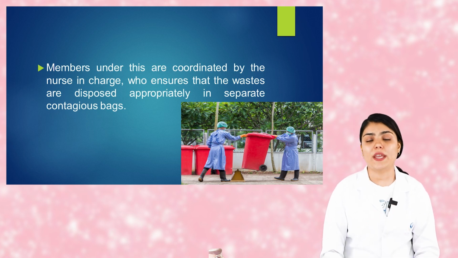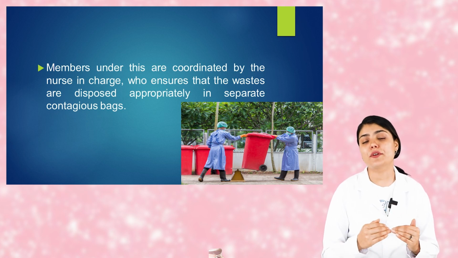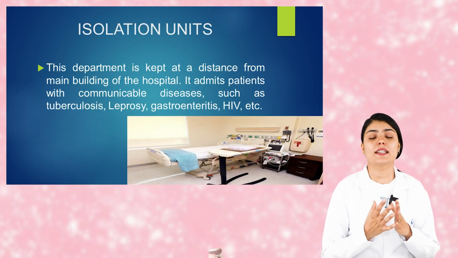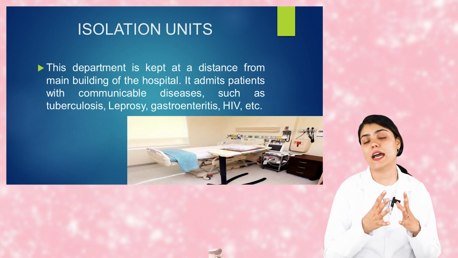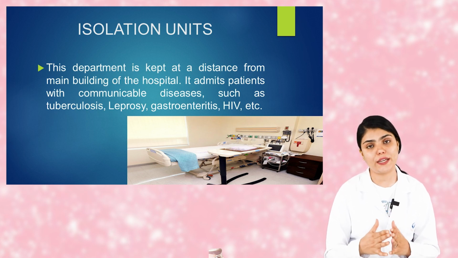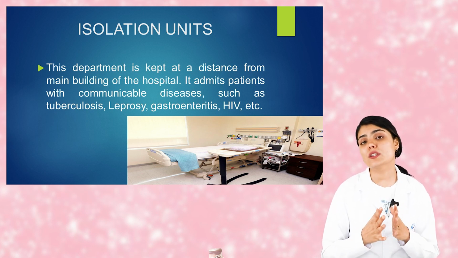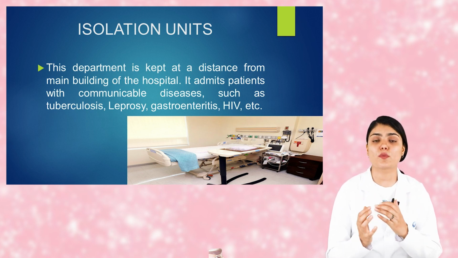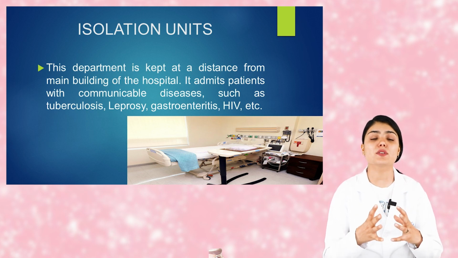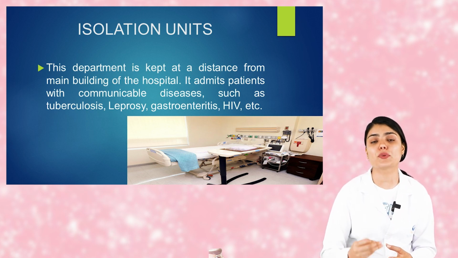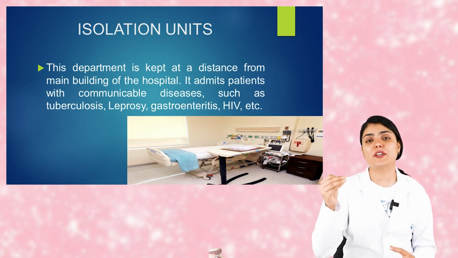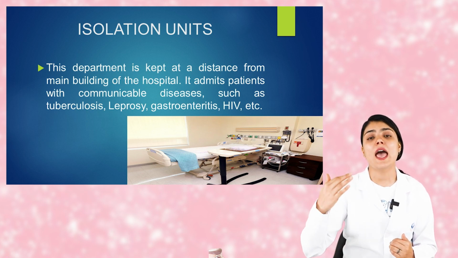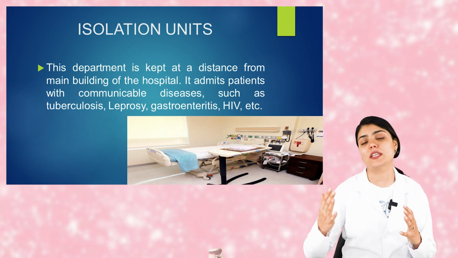Members of the biomedical waste department coordinate with the nurse in charge, who makes sure that the waste is disposed of appropriately. The next unit of the hospital is the isolation department or the isolation unit. Isolation units are also one of the important departments of the hospital, because there are so many illnesses for which the patient has to be separated. Isolation units are required in order to isolate the patient from other patients within the hospital, to ensure that the disease is not passed on to the other people as well as to the medical staff within the hospital.